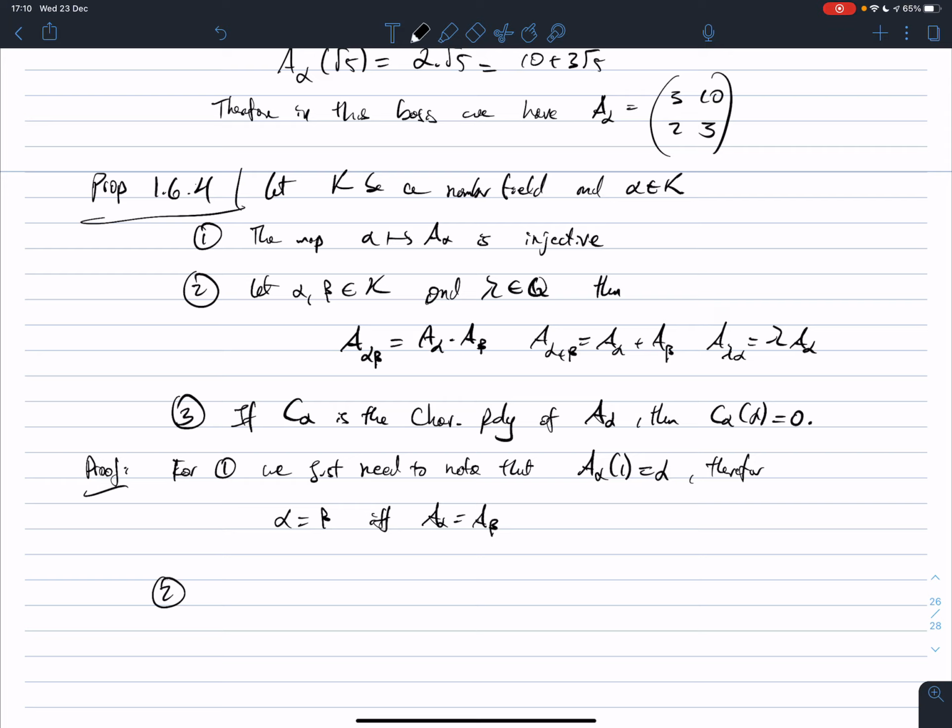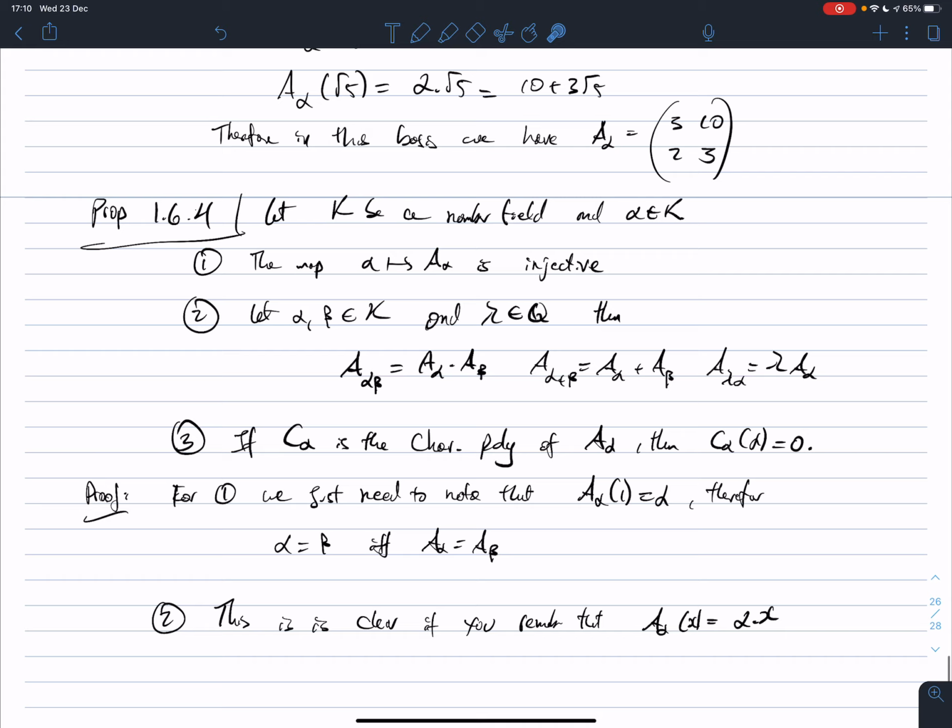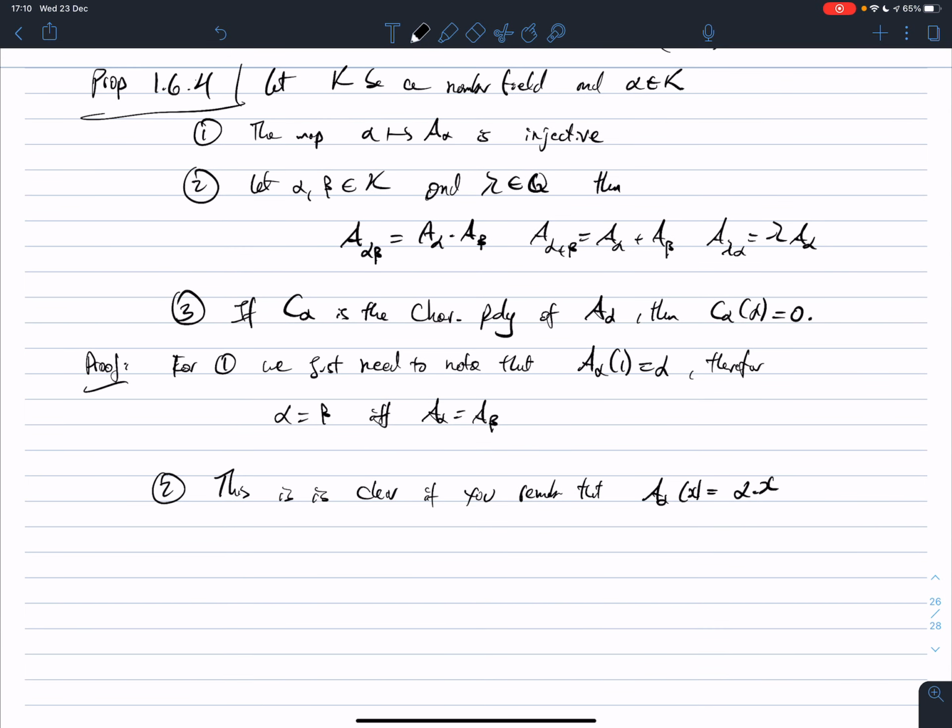Two is obvious. This is clear if you remember that A alpha of x is defined to be alpha times x. So if you think of it in terms of what the map is, then A alpha of x is alpha times x. So clearly A alpha beta of x is A alpha times A beta of x, and the same for all of these. So this is clear if you remember what the definition is.